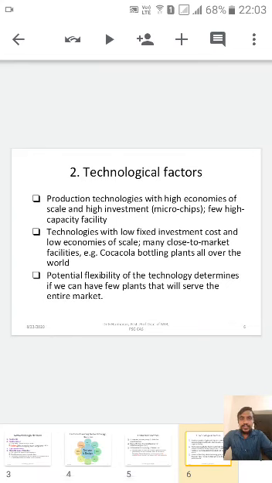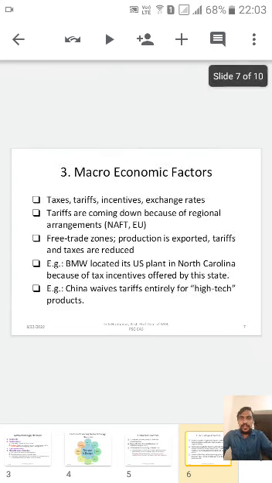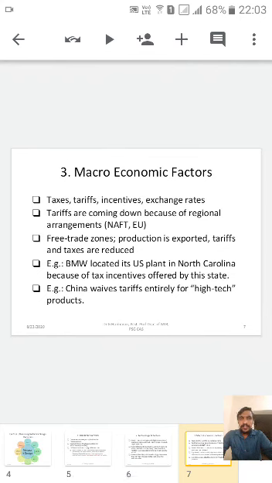Number two is the technology factor: what technologies you have. Japanese companies are very good at manufacturing electronic products, and German companies are very good in technology for automobile products. Then third are macroeconomic factors: taxes, tariffs, incentives, the exchange rate of the country, and free trade zones, where production is exported and tariff and tax rates are reduced. These are macroeconomic factors, and they influence or impact your business.